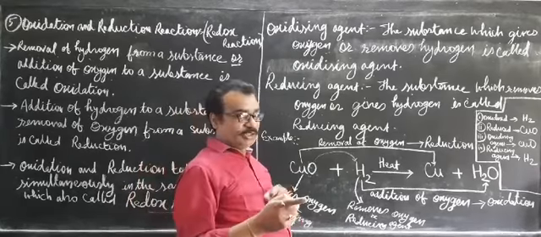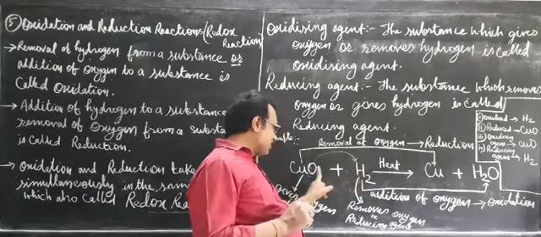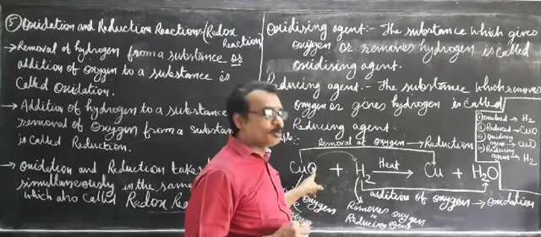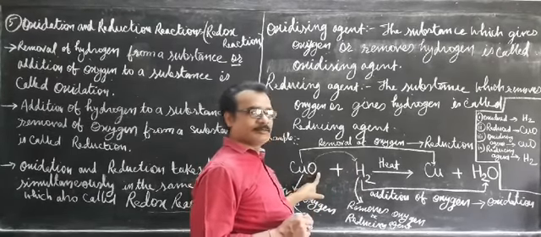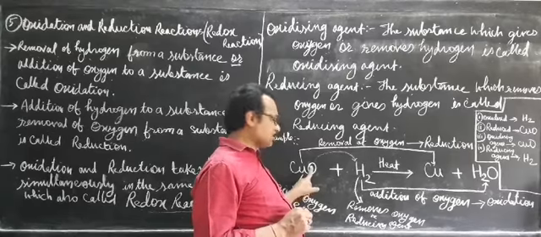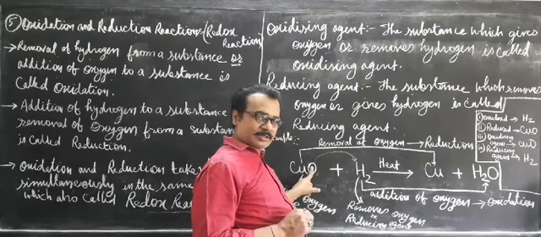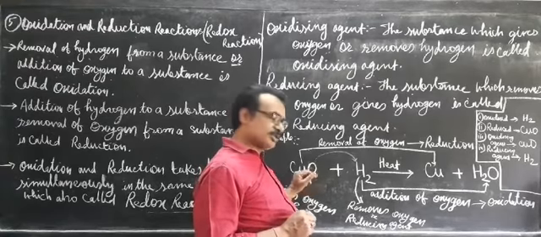Now, the second way. This hydrogen takes up the oxygen, that means it removes the oxygen from copper oxide. Now this copper oxide is undergoing reduction. For reduction to take place, this oxygen must be removed. Somebody else should be there which can remove this oxygen.